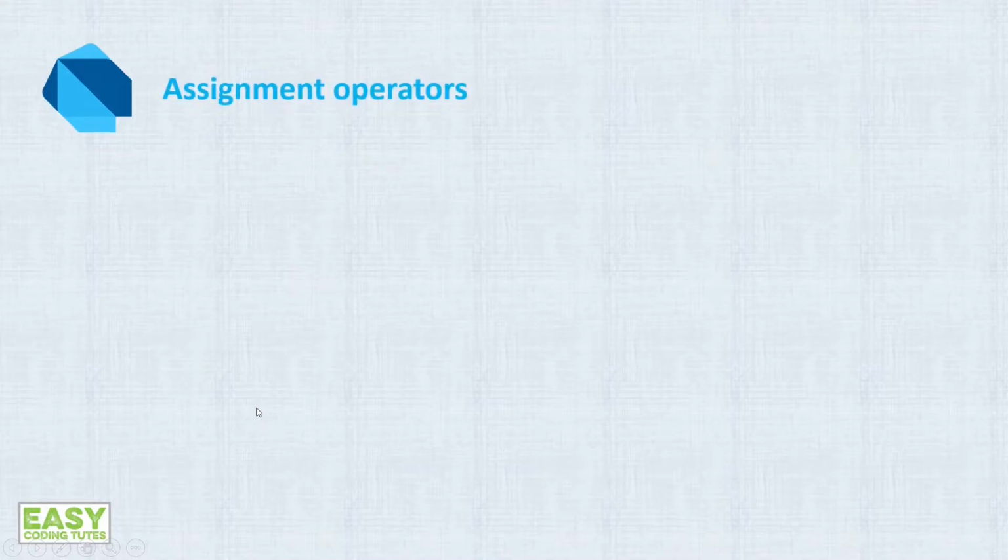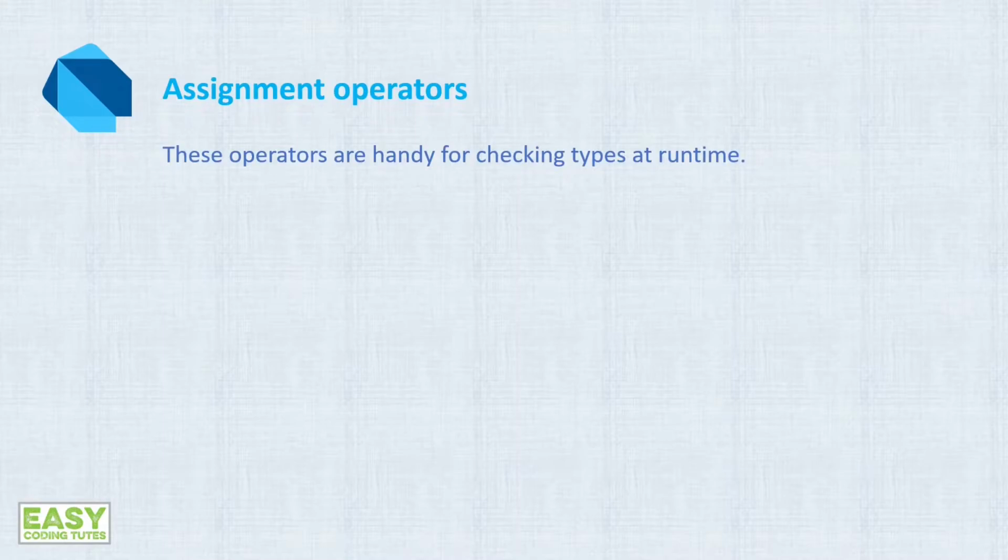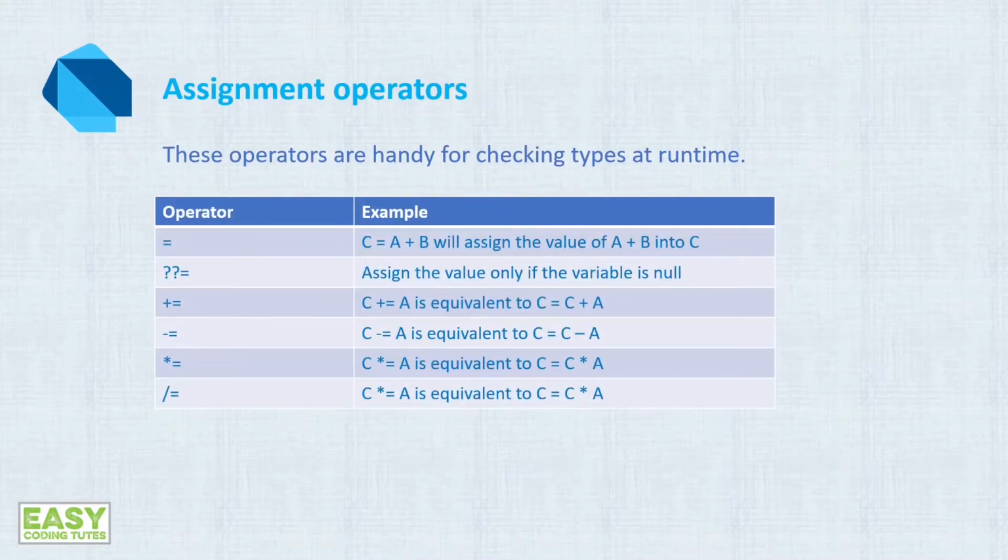The next operator is assignment operators. So let's have a look at the table of these operators. See, this is the operator and example. This is the equal operator, and its example is c equal to a plus b, which will assign the value of a plus b into c. So it will assign the value from the right side operand to the left side operand.